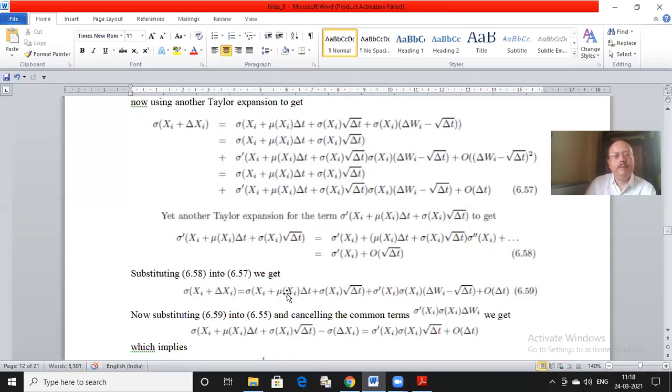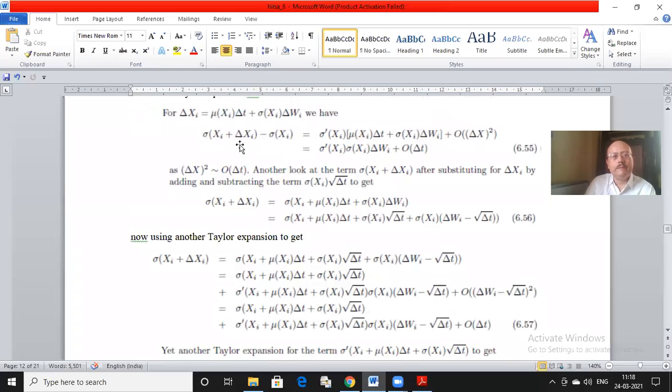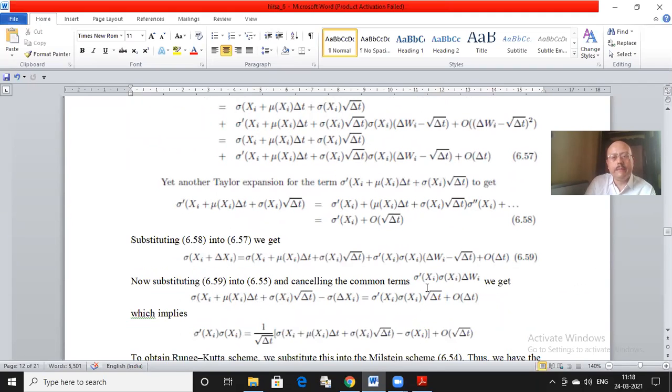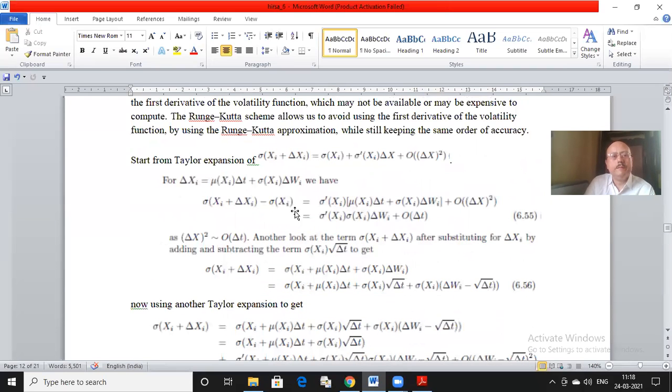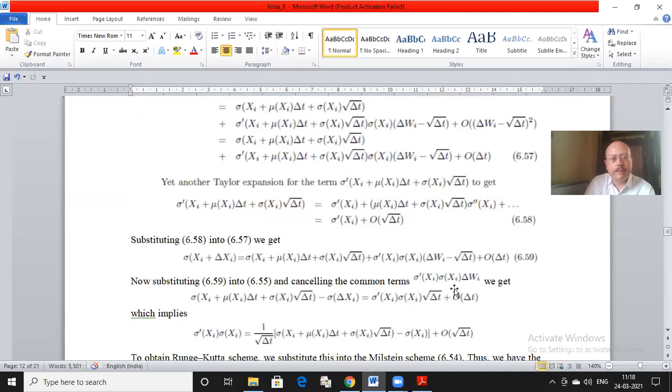Now I put this back into this earlier equation here. So I have already had one approximation for this difference. 6.59, I have another approximation. So I substitute and cancel the common term sigma prime sigma. I had a sigma prime sigma delta wi. Here also I have a sigma prime sigma delta wi. So they will get cancelled.